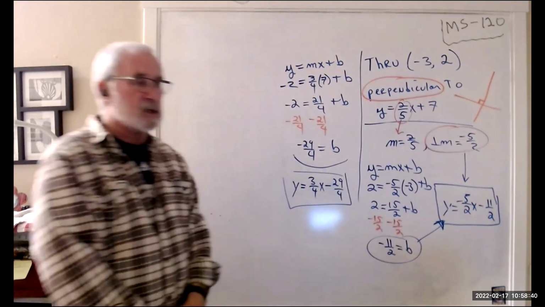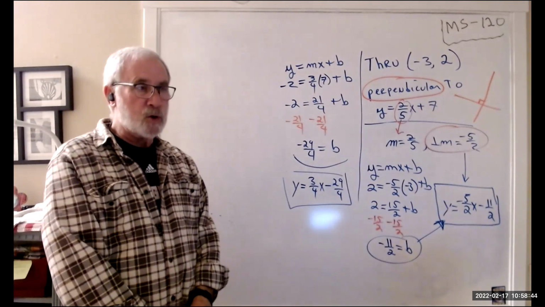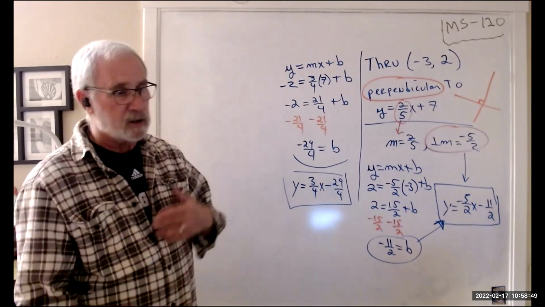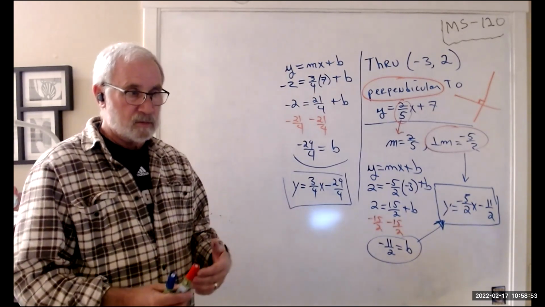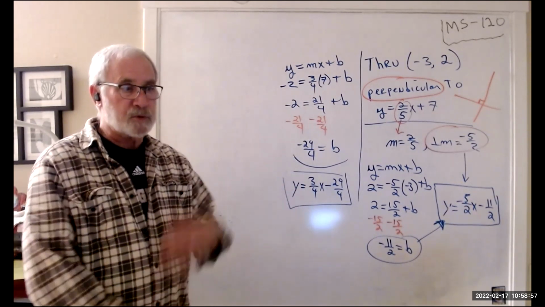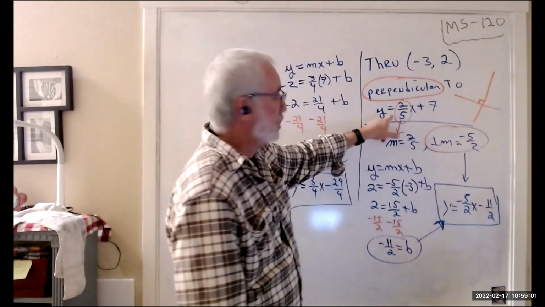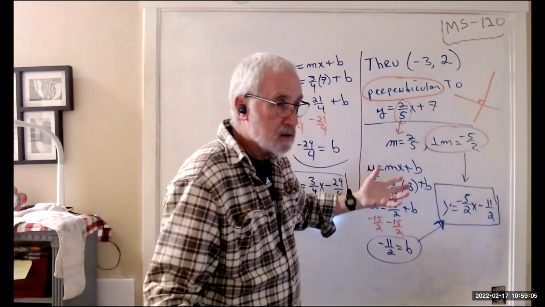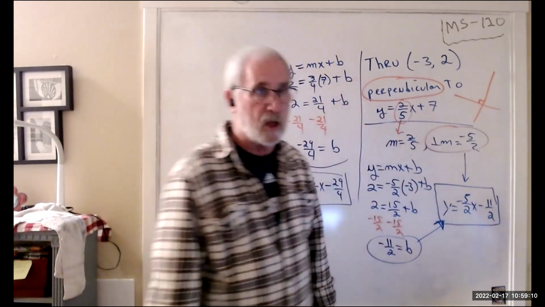All right, so that's the concept of parallel and perpendicular. I do know there are a few questions in MOM that ask whether these lines are parallel, perpendicular, or neither. All you have to do is figure out the slopes. If the slopes are equal, they're parallel. If the slopes are opposite reciprocals, they're perpendicular. If they're not related in any way, then they're neither. They're just lines.